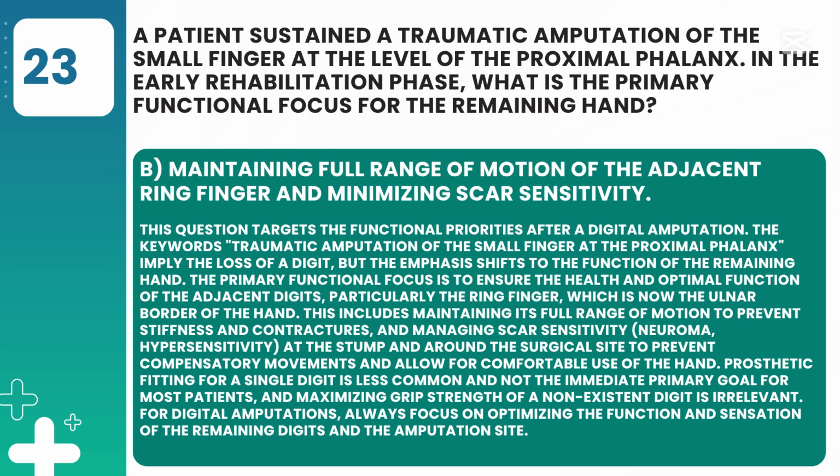This includes maintaining its full range of motion to prevent stiffness and contractures, and managing scar sensitivity, neuroma, hypersensitivity, at the stump and around the surgical site to prevent compensatory movements and allow for comfortable use of the hand. Prosthetic fitting for a single digit is less common and not the immediate primary goal for most patients, and maximizing grip strength of a non-existent digit is irrelevant. For digital amputations, always focus on optimizing the function and sensation of the remaining digits and the amputation site.